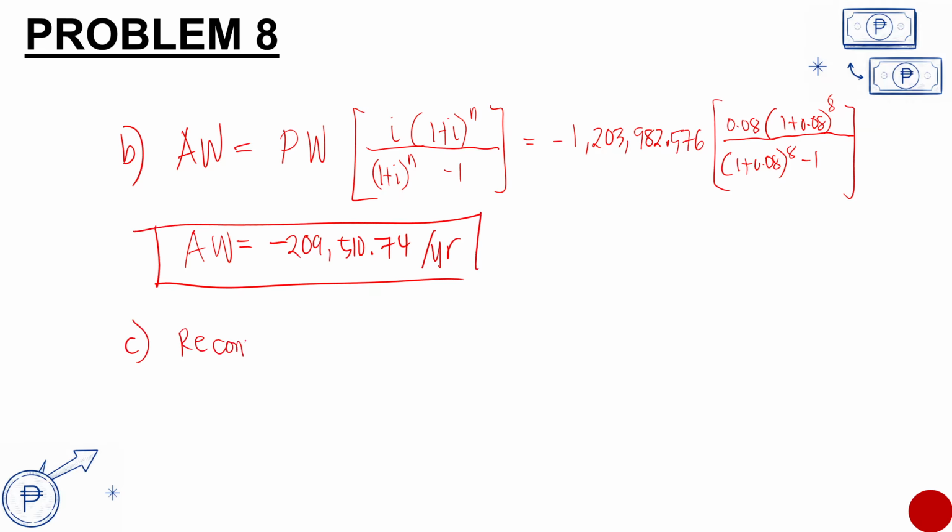And of course, our recommendation is to reject the project. Reject. The project is unprofitable. So that's all for this one.